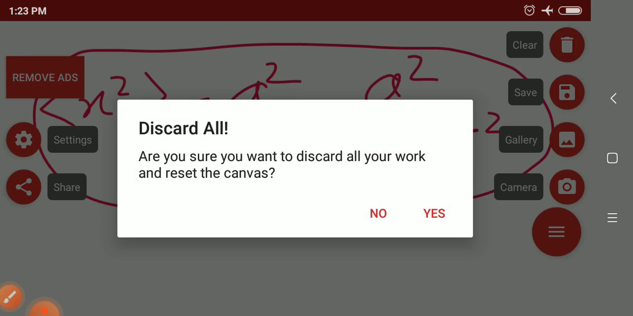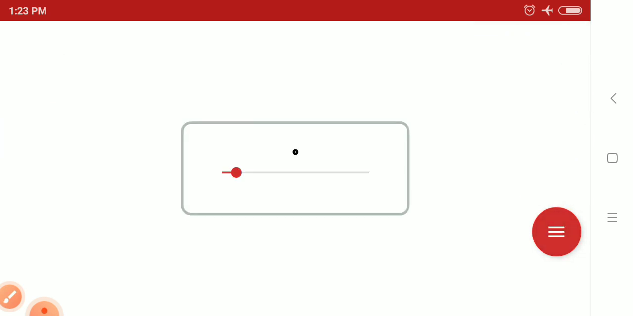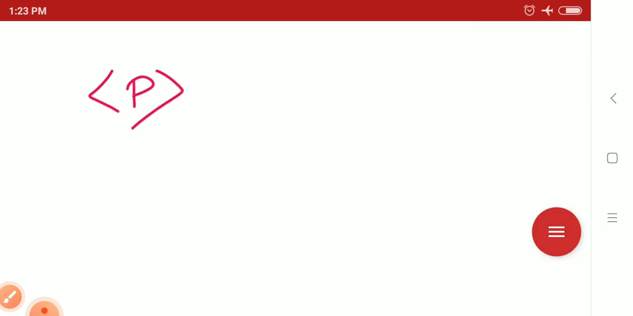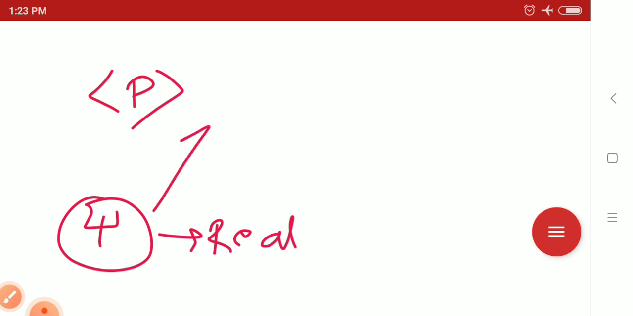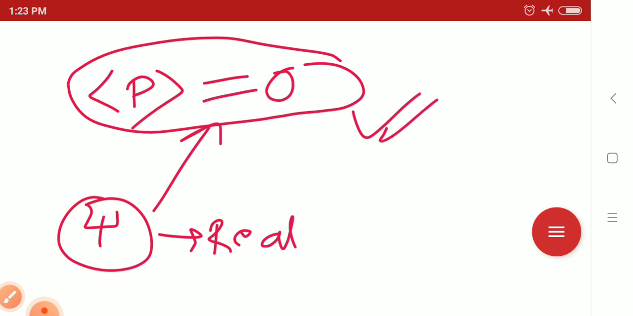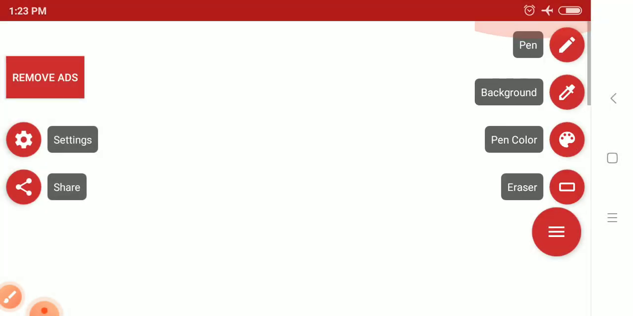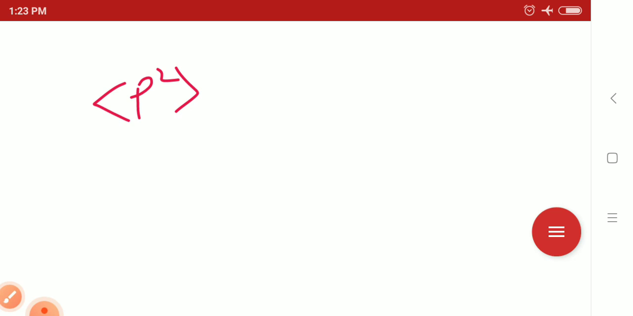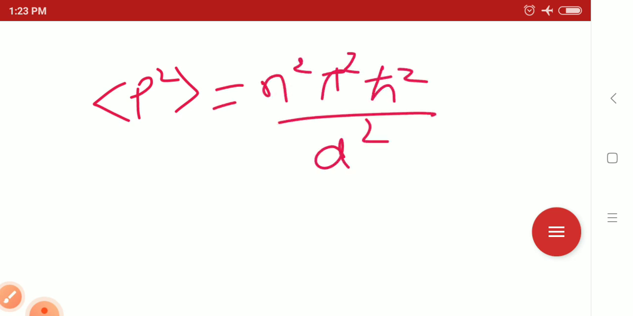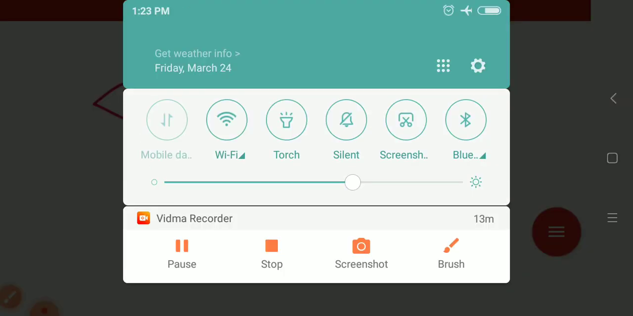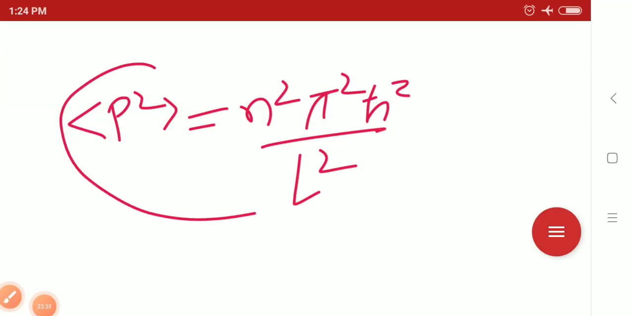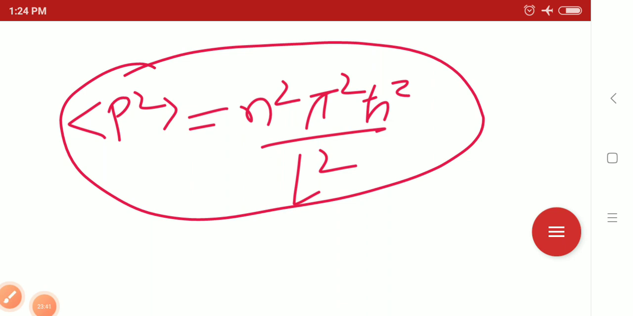Similarly, for the 1D box, what is the expectation of P? For a 1D infinite square well potential, psi is real. Psi real means the expectation of momentum is always 0. What is the expectation of P square? The P square expectation is n square pi square h cut square by a square. So the momentum square expectation value is P square equals n square pi square h cut square by L square.